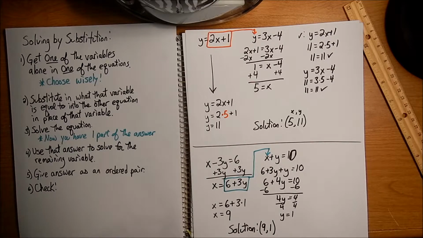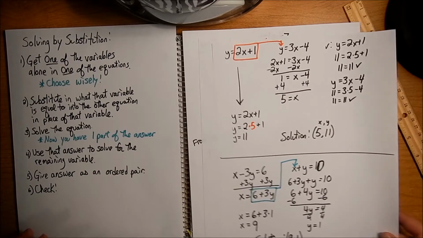So that's the idea. You do not have to get y by itself all the time or x by itself all the time. It doesn't matter. Go with whatever is easiest. Okay, let's try our next example.